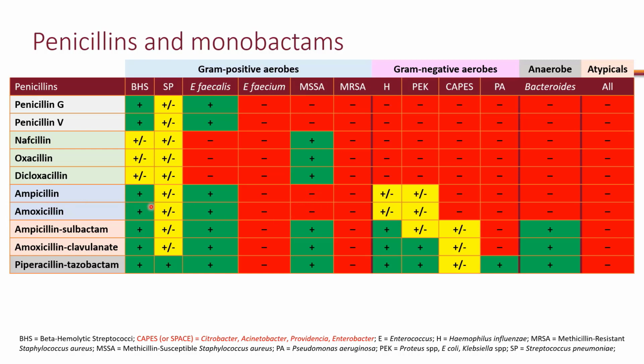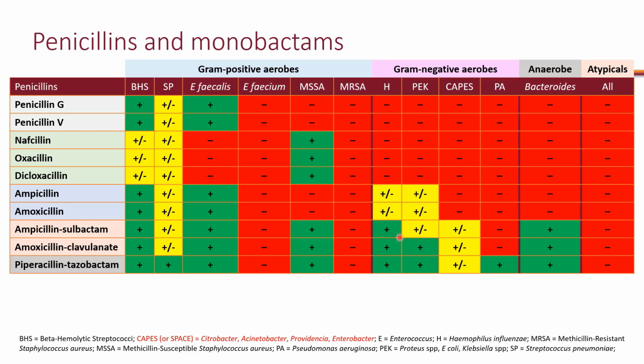Now, they do have activity against beta hemolytic strep and E. faecalis and somewhat against strep pneumo. Now, by adding beta-lactamase inhibitors to these two, so if you combine ampicillin with sulbactam and amoxicillin with clavulanate, you gain some of this activity back. So now the penicillinases from Staphylococcus aureus are neutralized by these beta-lactamase inhibitors. So ampicillin-sulbactam and amoxicillin-clavulanate are active against MSSA, and they do gain better activity for gram-negative organisms.